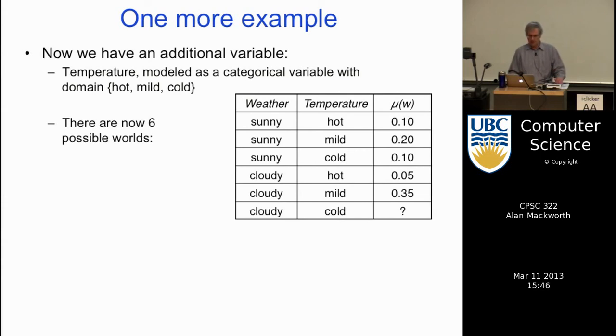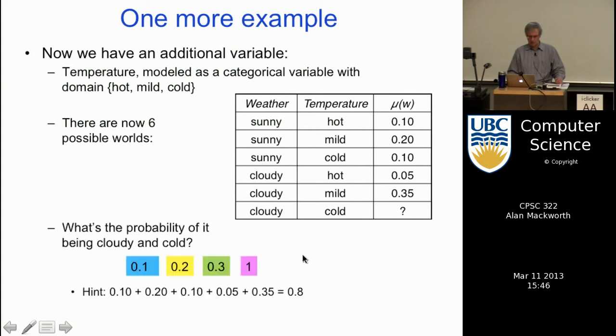Okay? So if we add another variable like temperature, it could be hot, medium, or cold, then we've got 6 possible worlds. And if I write down the measures that I believe these things are likely to co-occur in, I get those numbers. So what's the probability of being cloudy and cold? Well, first of all, it says add those up, and that's 8. So it's clearly got to be 0.2, right? Yeah. This has to be 0.2 because we know the measures over all possible worlds have to sum to 1.